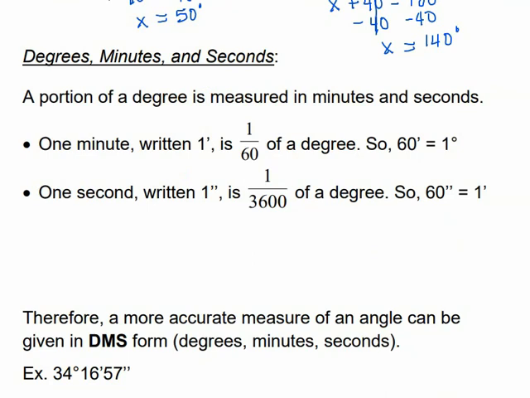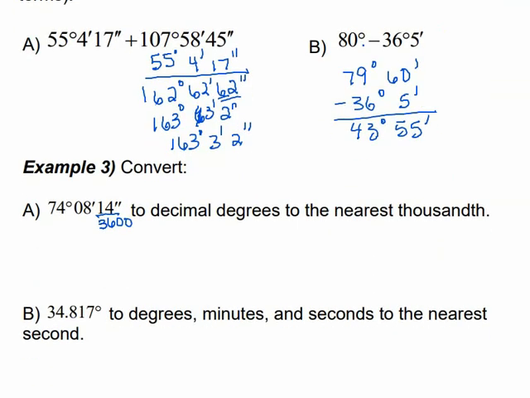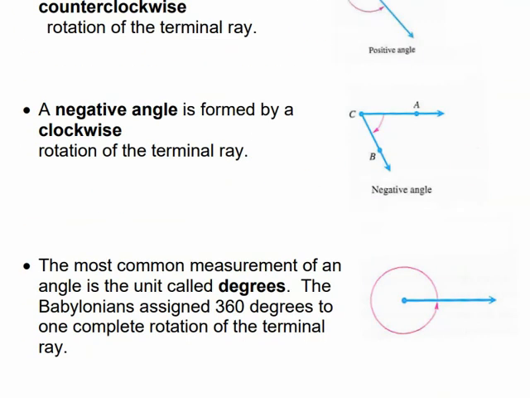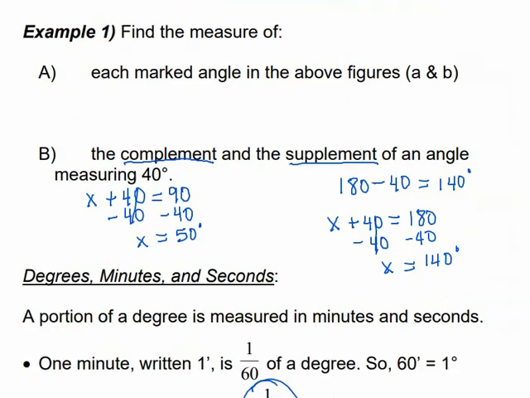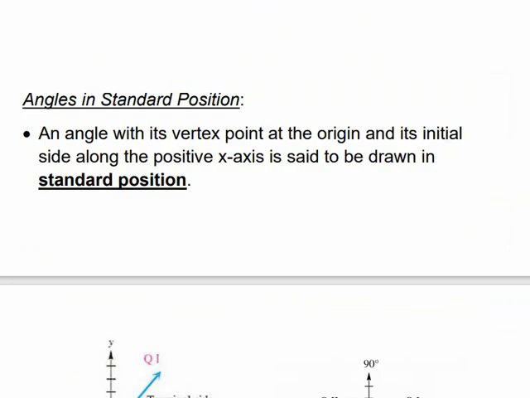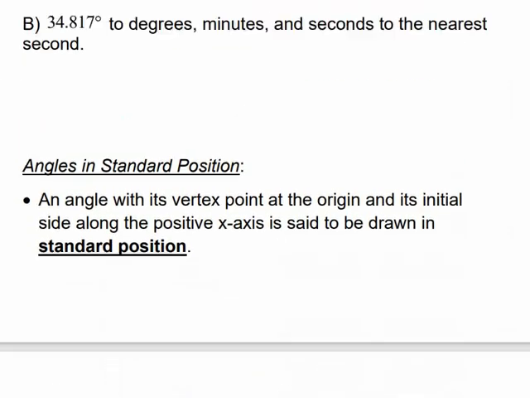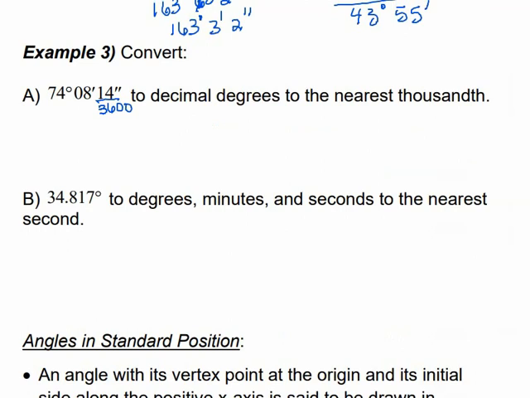That a second is 1/3,600th of a degree. So that's what we're going to do: we're going to divide the seconds by 3,600, and then we'll divide the minutes by 60.